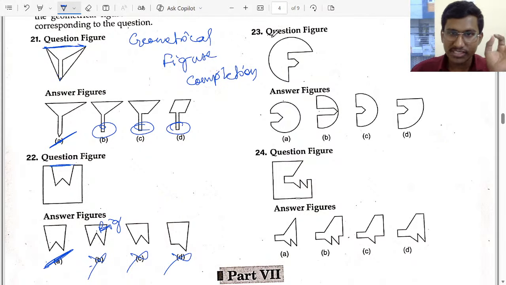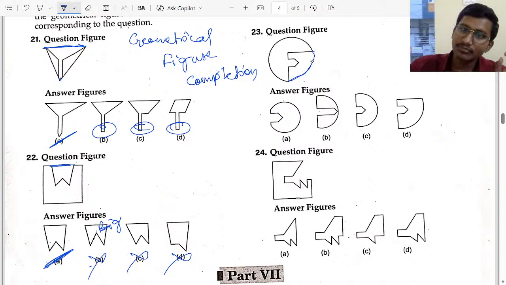The 23rd. So this is a circle. We have to complete it. So if you complete this circle, what is the figure you will get? Tell me what figure you will get. So that is answer option D for dog, right? Answer option D we will get for the 23rd. So that is how it will look like. So this figure is here.